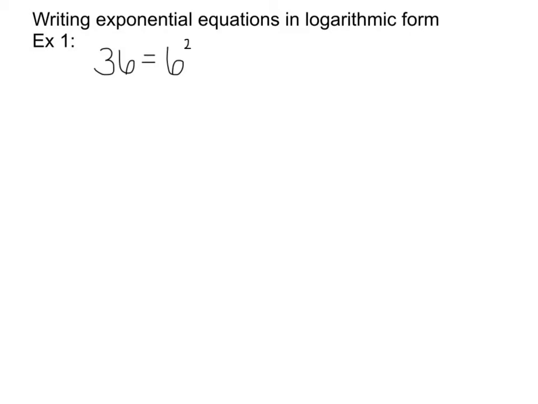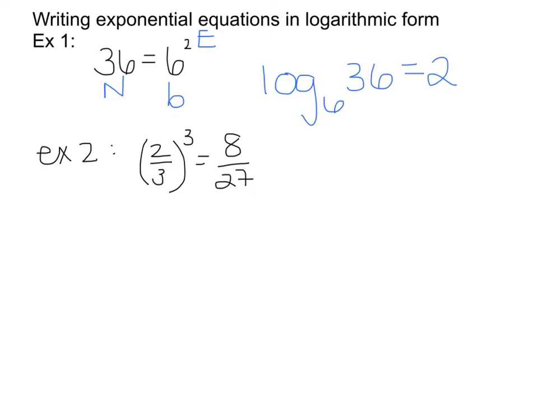So let's learn how to write exponential equations in logarithmic form. I gave you 36 equals 6 to the second power. So I need to determine what the base is. If you don't know what the base is, look for the exponent, and the number that has the exponent is your base. So 6 is my base, 2 is my exponent, which makes 36 my number. If we rewrite it in logarithmic form, we write the log base 6 of 36 equals 2, because remember we write the log and then we write b, n, e.